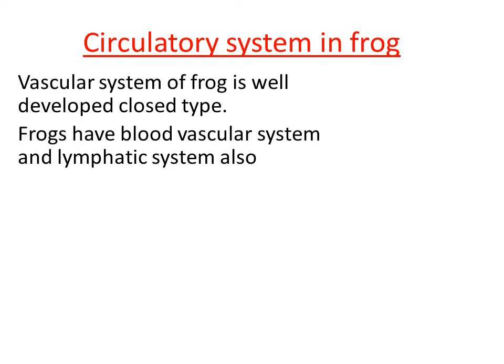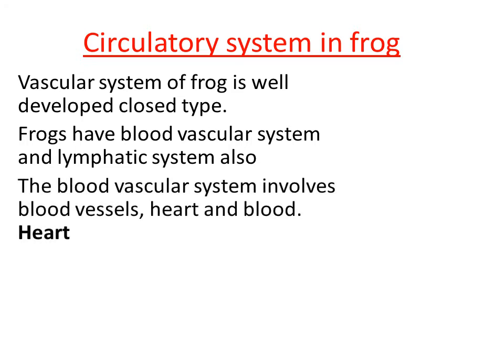So now we are concentrating on the blood vascular system in the frog. What is there in the blood vascular system? So the blood vascular system in the frog involves blood vessels, heart and blood. So these are the main things seen in the blood vascular system. So for circulating blood throughout the body, the frog consists of blood vessels. So blood vessels are like channels, clear, and it consists of heart, then blood, clear. So all this together forms the blood vascular system in the frog.